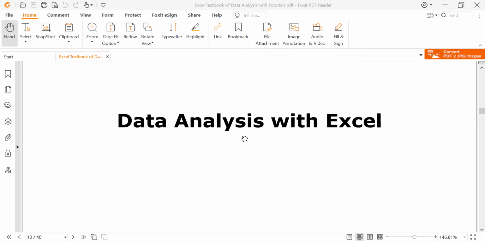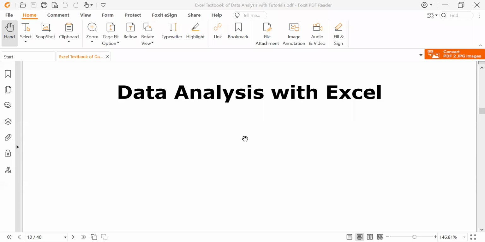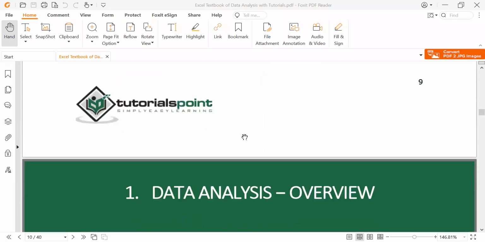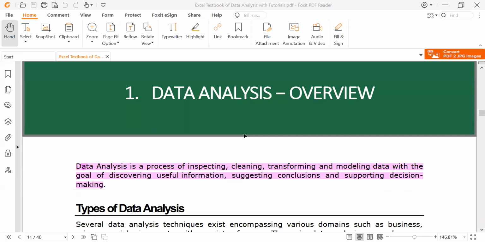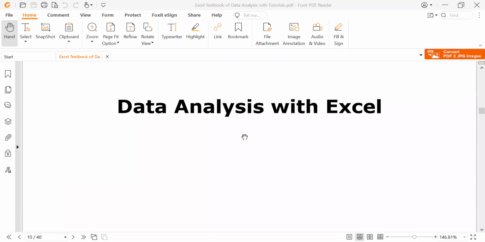So today we're going to have an introduction to data analysis. Then tomorrow we're going to have toolbar work. Specifically, we'll be looking at how to manage data in Excel.